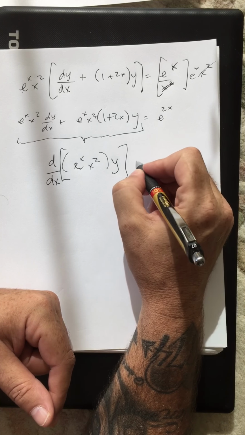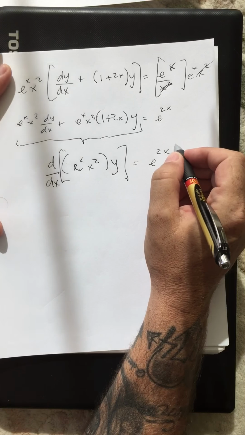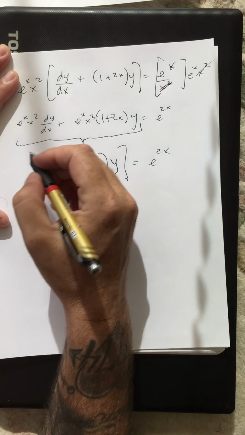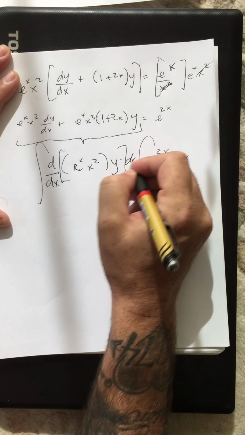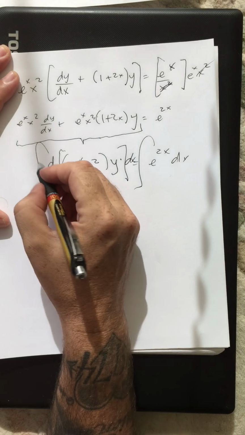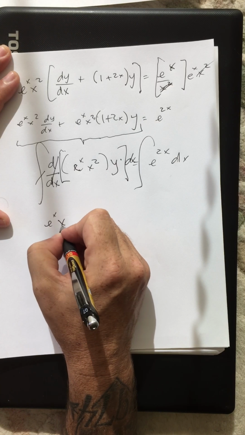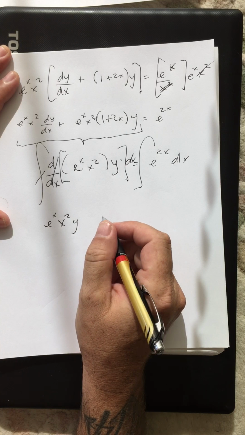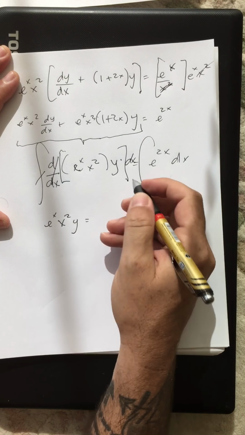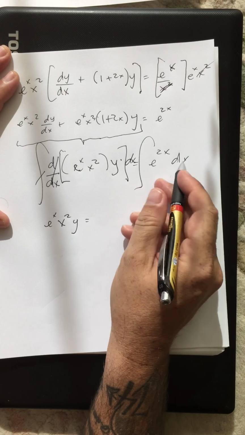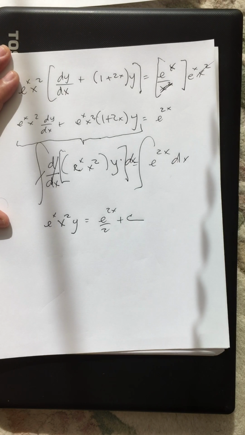And then it equals e to the 2x. So now what you can do is integrate both sides, dx. So this is an inverse function, so it cancels these out. So you have e to the x, x squared, y. The integral and the derivative are inverses of each other, so it takes that all away. Equals, integrate this, which is just e to the 2x over 2 plus c. Alright?